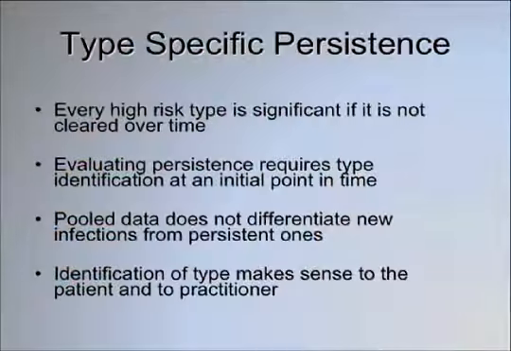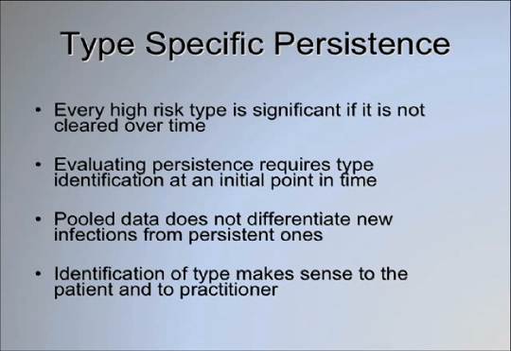So the key element, type-specific persistence, is that every high-risk type is significant if it is not cleared over time. And evaluating persistence requires type identification at an initial point in time. Pooled data does not differentiate between new infections and persistent ones, and identification of type makes sense not only to the patient but the practitioner. Now we're going to go on.